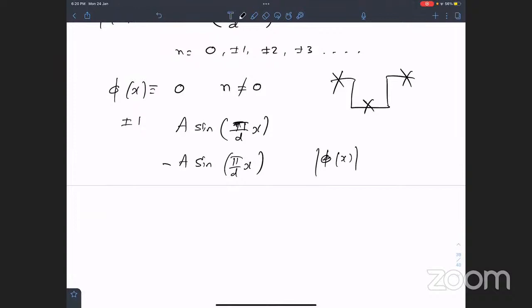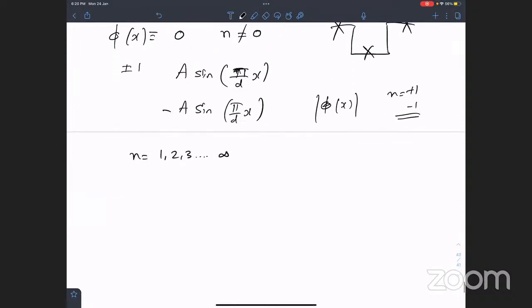So both will have the same mod only. So n equal to plus 1 and minus 1 are indistinguishable from a probability point of view. And thus, they are identical wave functions, the identical solutions. So we know that n can only go from 1, 2, 3 to infinity.